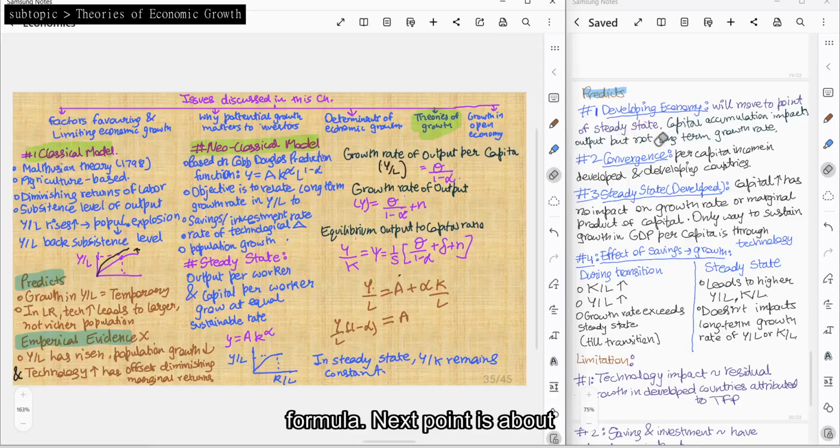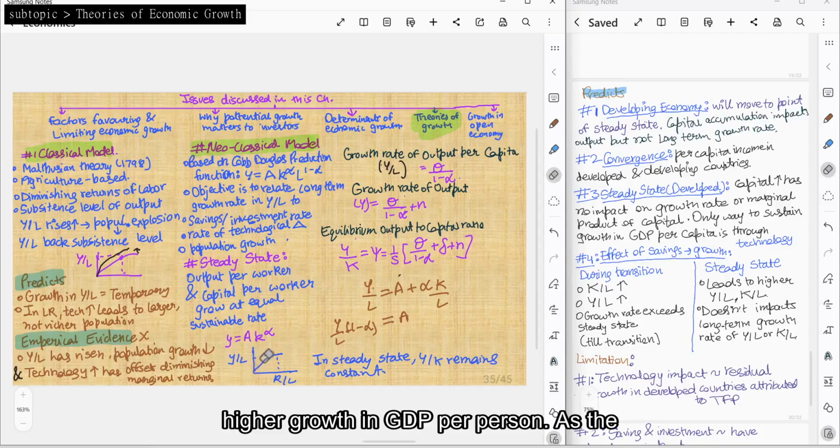Next point is about convergence. The GDP per person of developing and developed countries should converge. So what happens is if a country is at a steady state, then capital accumulation does not lead to an increase in GDP per person. But if a country is not at a steady state, let's say at a point below the steady state, then that country can experience higher growth in GDP per person as the country experiences more and more capital accumulation.